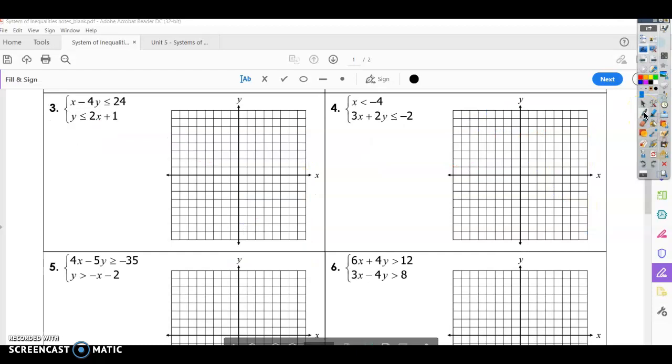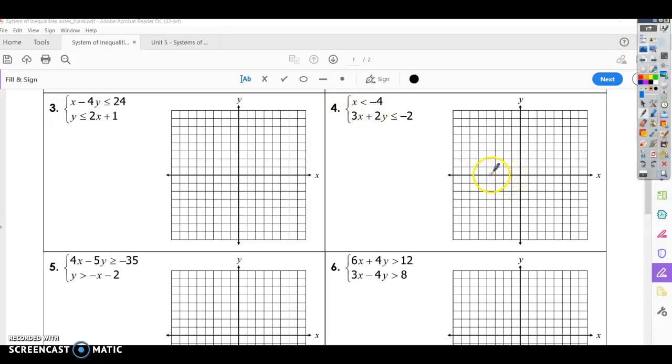All right, we're going to look at number 4. This one says x is less than -4. So this one looks just a little bit different. So first you have to know, what is that line of x at -4? So we're going to come over here on the x-axis and go 1, 2, 3, 4. So -4 is here, and this is going to be a dotted line.